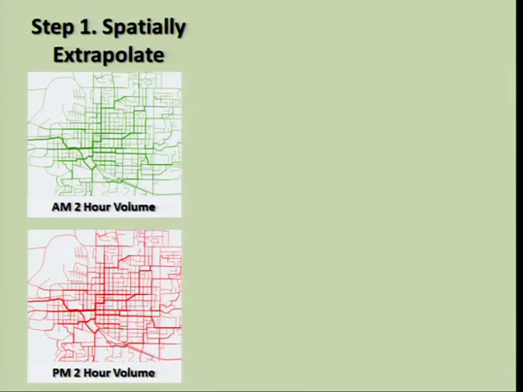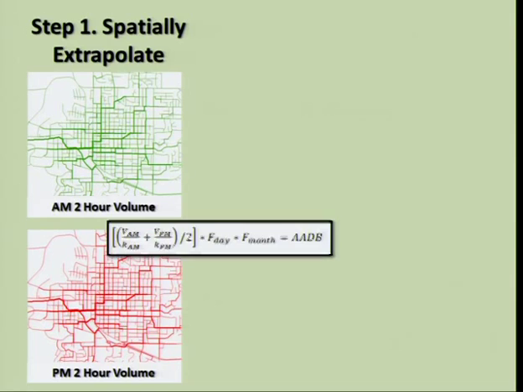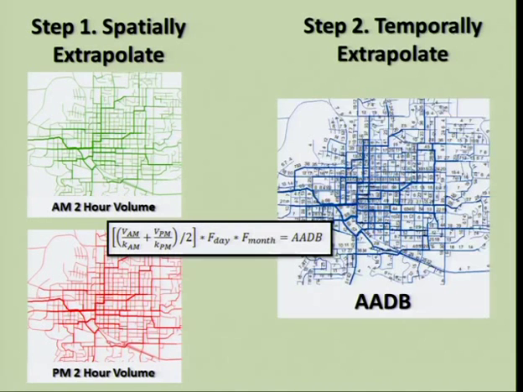First, let me just finish off here. So the idea is that you spatially extrapolate the morning count, you spatially extrapolate the PM count, and then you use some factoring that maybe you've developed with some permanent counters to factor those to get what's called an annual average daily bicyclist, which is like a full day count for the network.